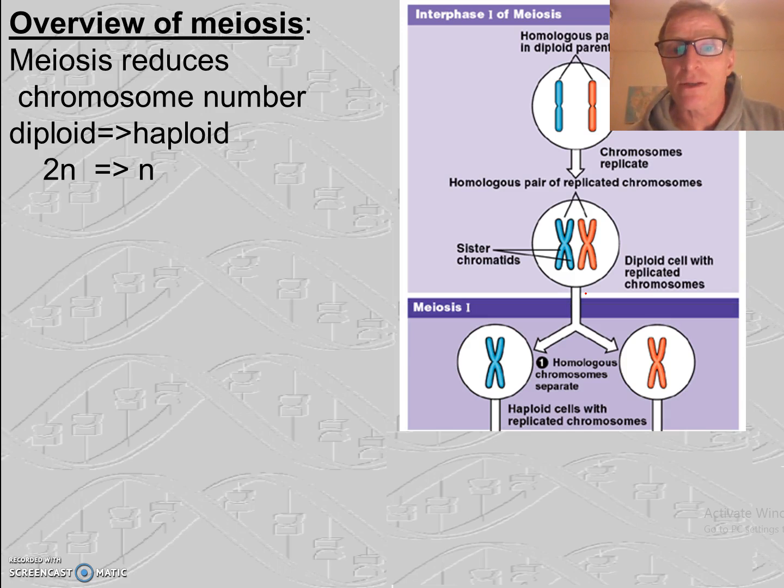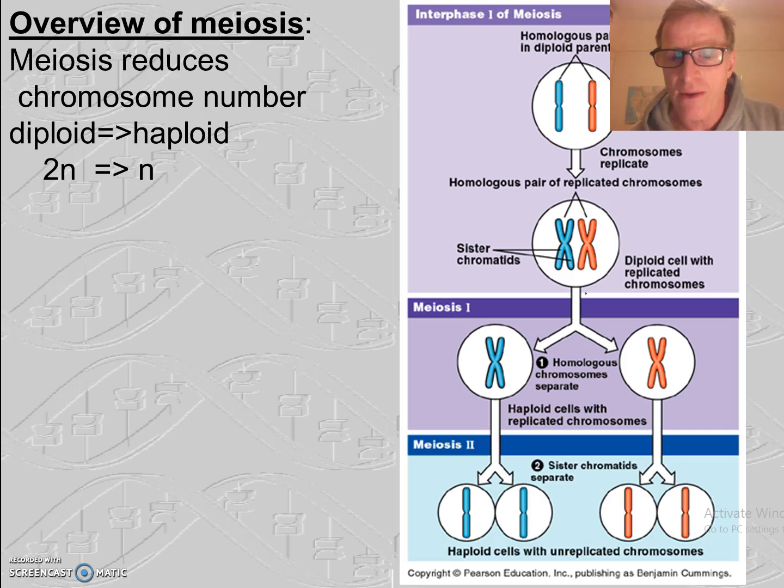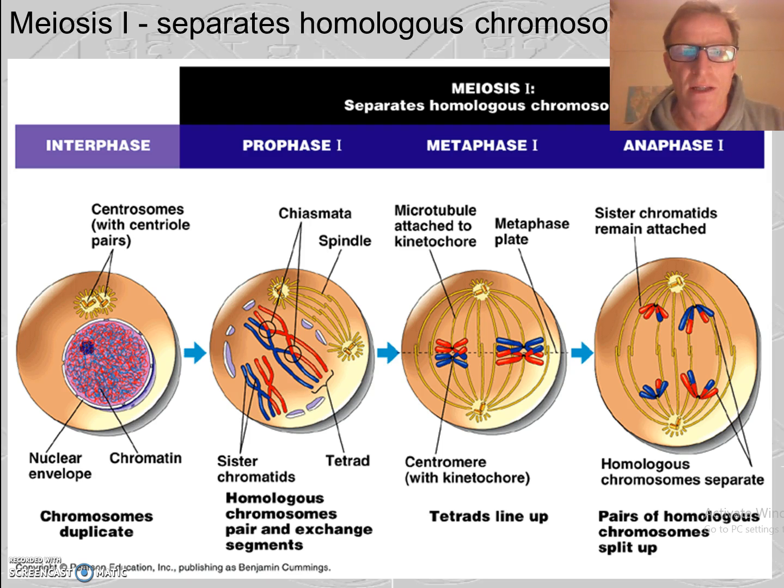The first step in meiosis is we separate the homologous pair. This is different from mitosis, where we just separated the sister chromatids on all 46 chromosomes. Just the homologous pair gets separated there. And then we're going to separate the sister chromatids in meiosis 2 to produce 4 haploid cells. So that's basically what happens.